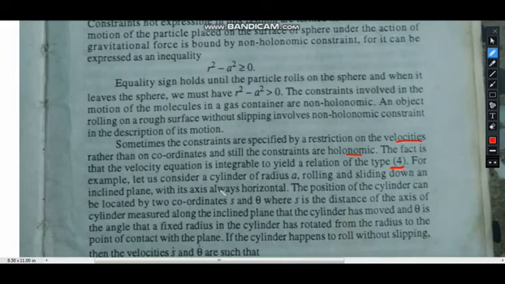Now we are seeing an example for that. Let us consider a cylinder of radius. You have to take a cylinder. The radius of the cylinder is taken to be a.